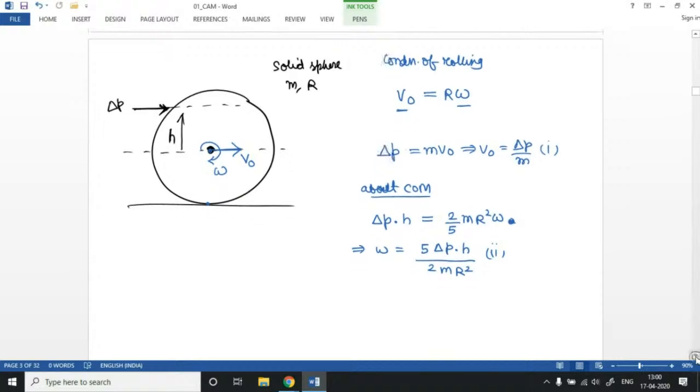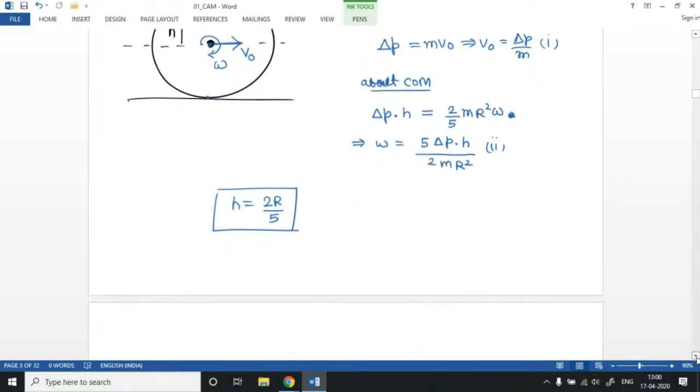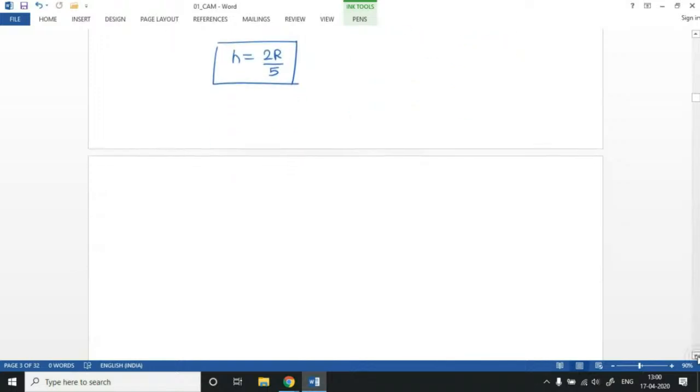When we substitute the values of v naught and omega in the rolling condition and solve this, we will be able to get h is equal to 2r by 5. So this is the position, the height from the center, where we would apply this linear impulse so that this ball will immediately begin to roll. So this is one problem.